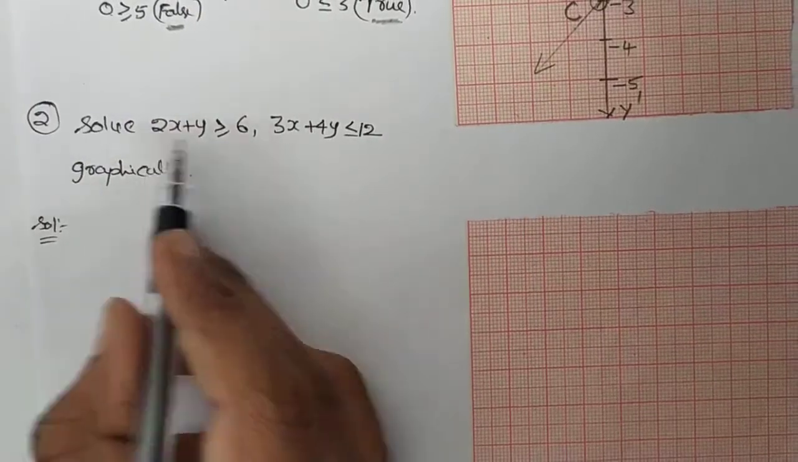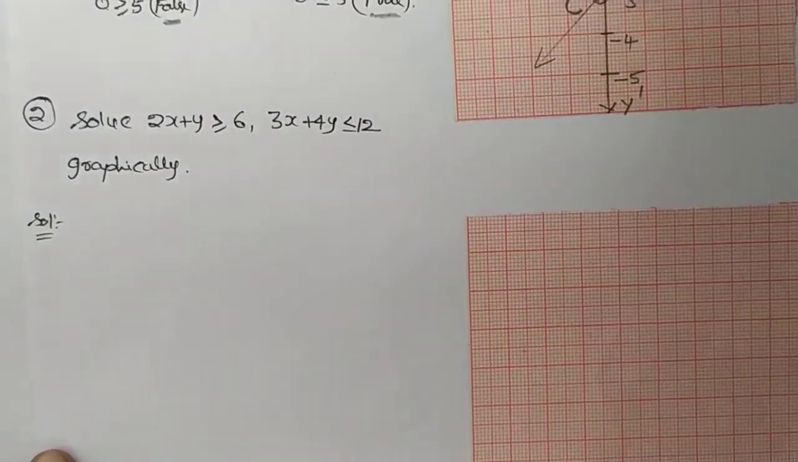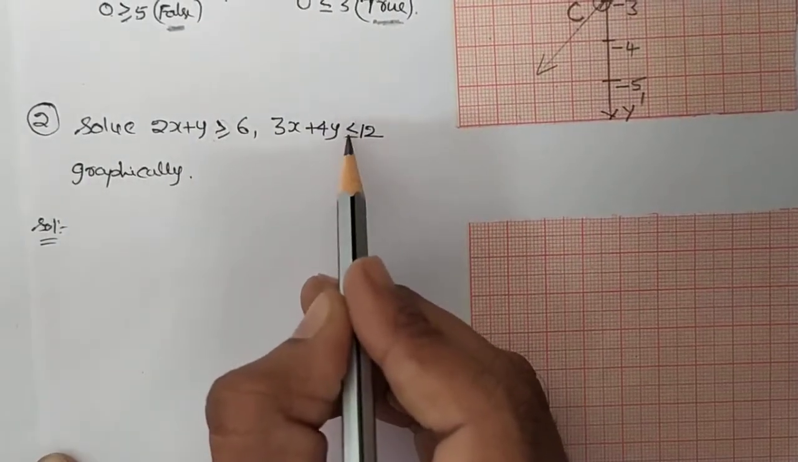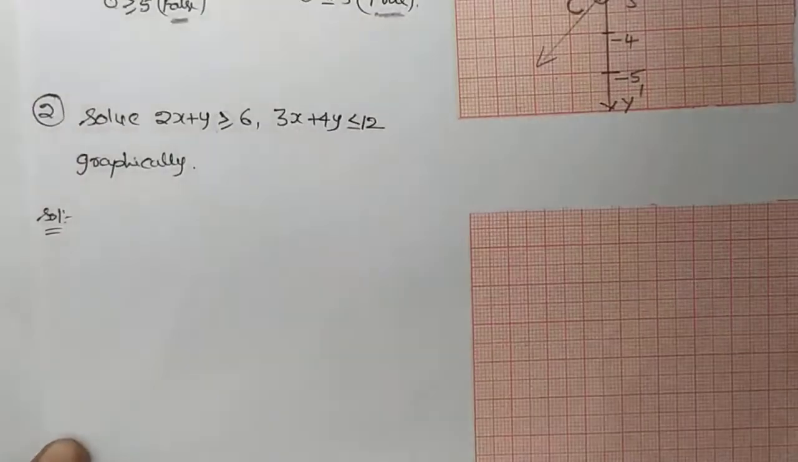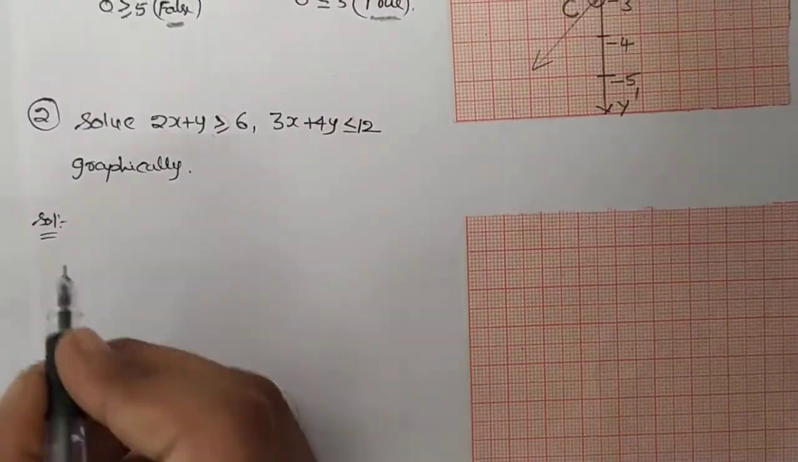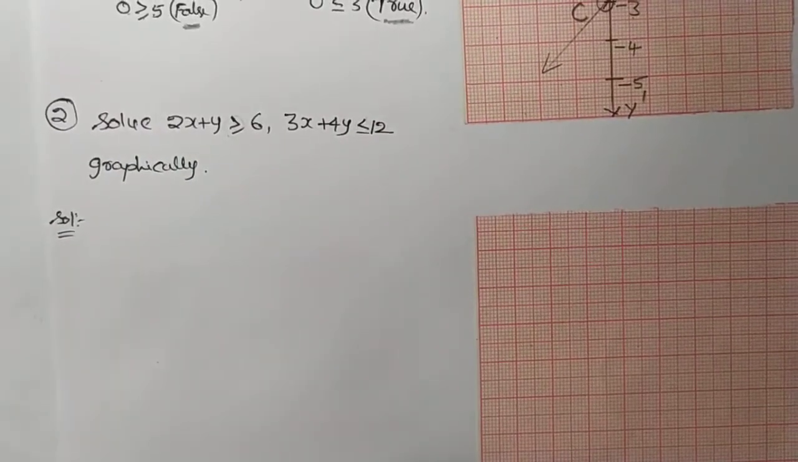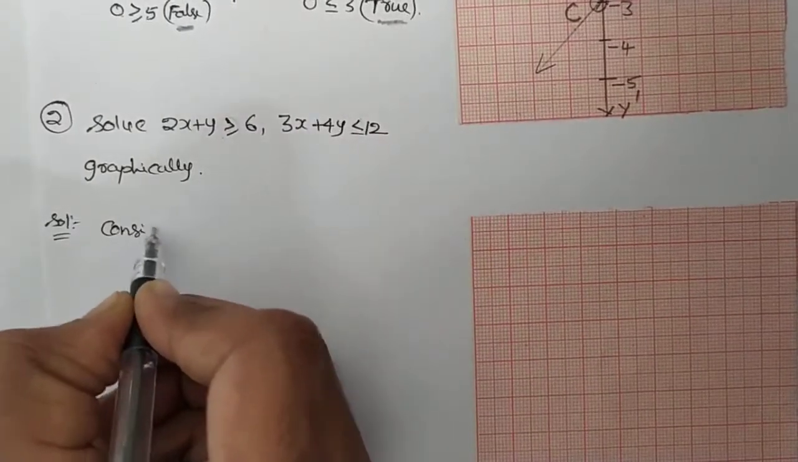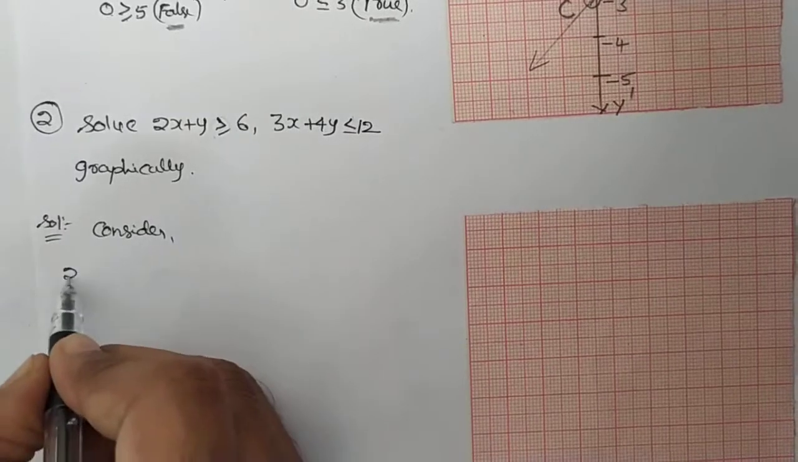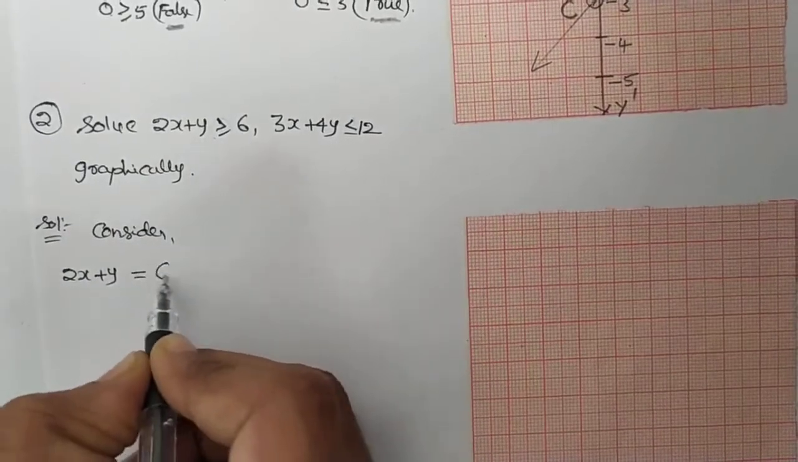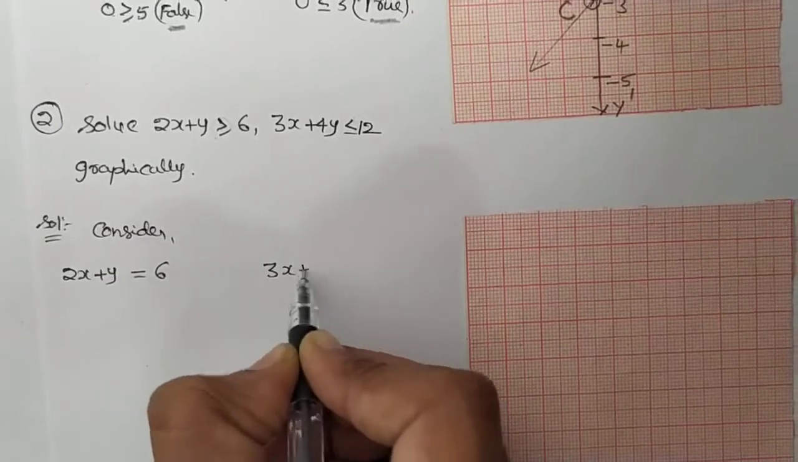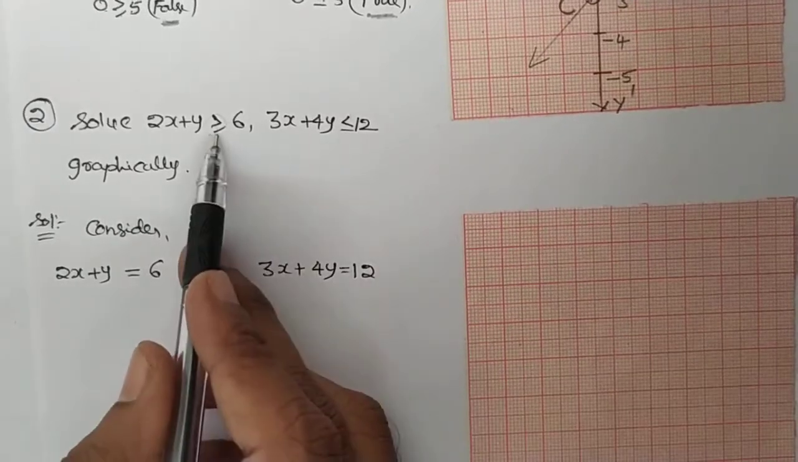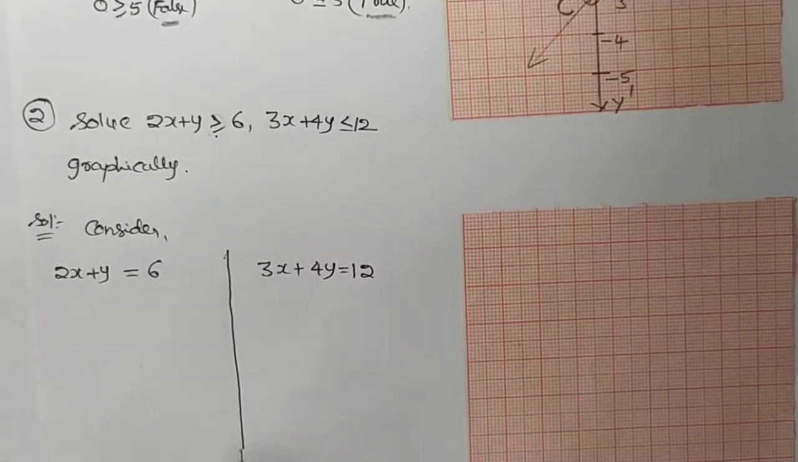Solution. Here we have the two inequalities. Remember that these inequalities involve greater than or equal and less than or equal, so we have to draw the lines as thick lines. First step is what? Whatever the inequality is given, we have to consider it as an equation: 2x plus y equals 6, and 3x plus 4y equals 12. Now solve these.